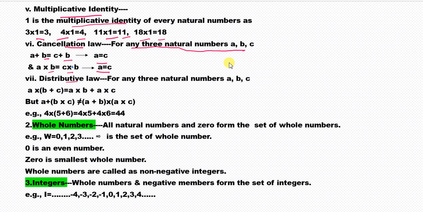The next property is distributive law. For any three natural numbers a, b, c, a into (b plus c).